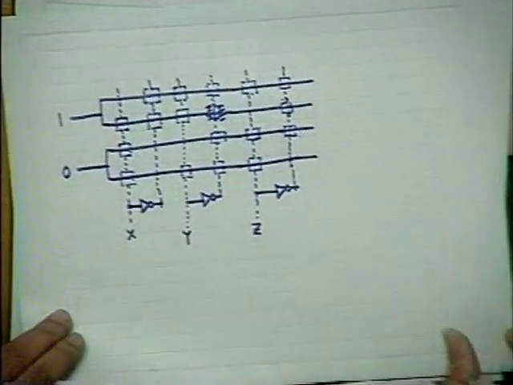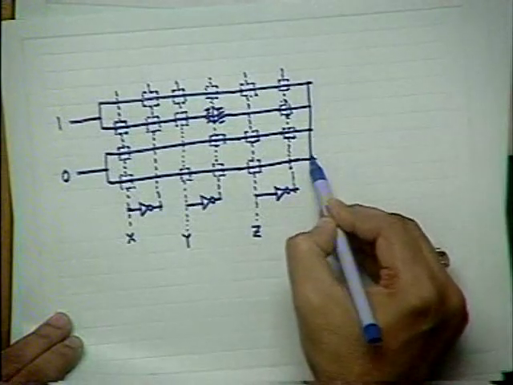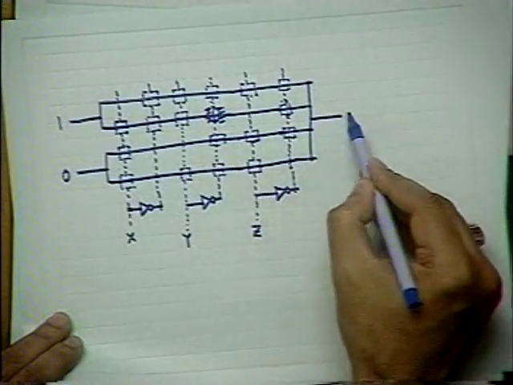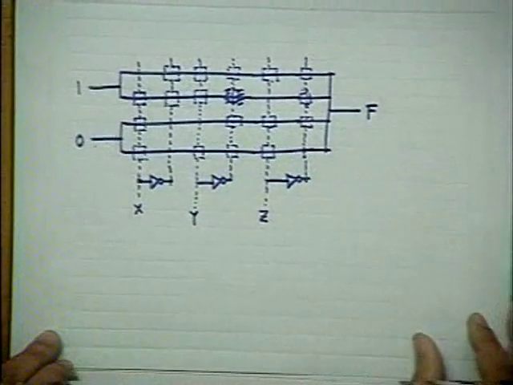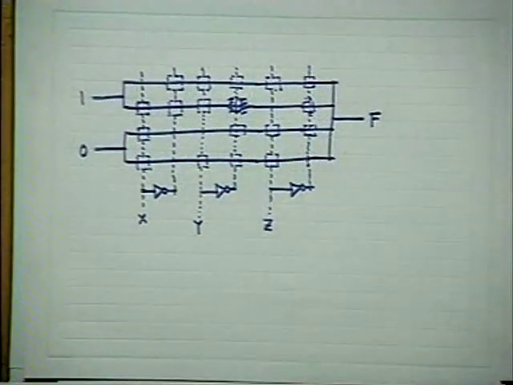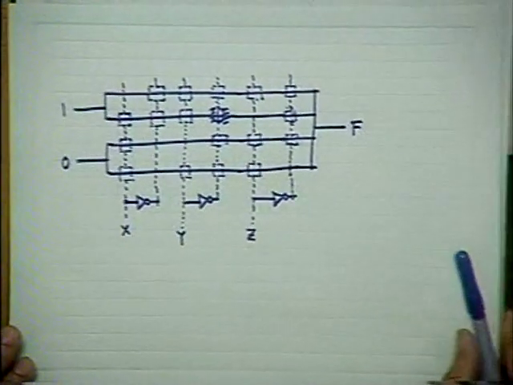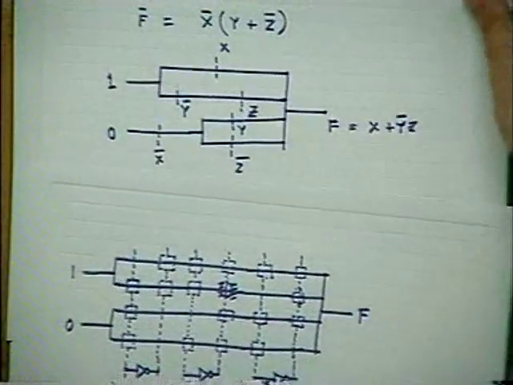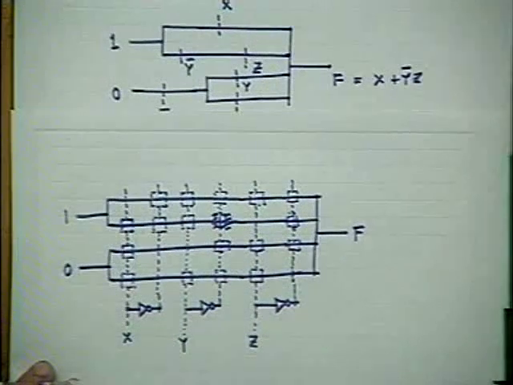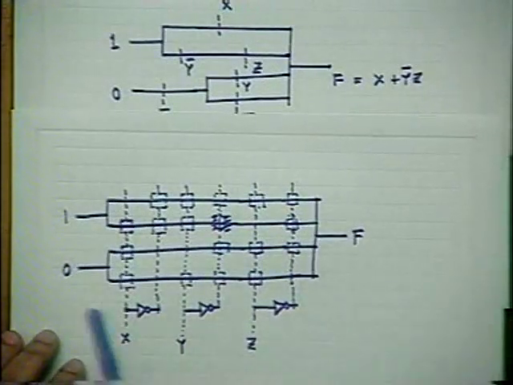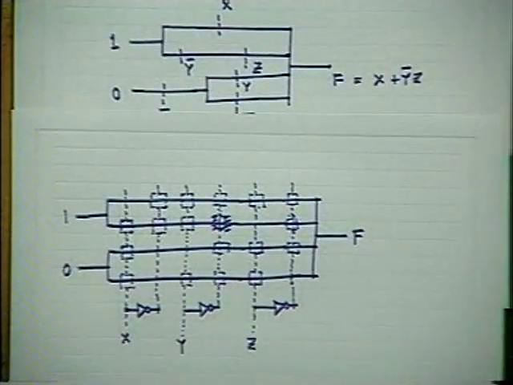So this is the situation. Combining them, ultimately we get here F. So what is the advantage of this diagram? What is the special merit of drawing it in this fashion rather than in this fashion? Can anyone please tell me? If you compare this one with this one, what is the merit of the second? It is structurally symmetric. There is a matrix.